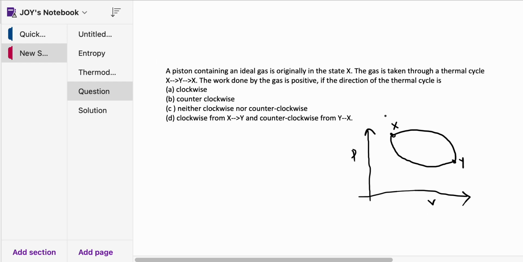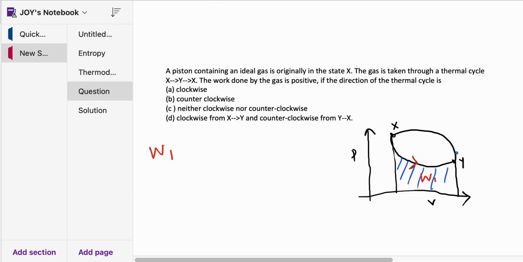Let's check. If I move from X to Y following this path, what amount of work have we done? This much work. The area under this curve, because the work is nothing but PdV. Integration of PdV is the total work, which means the area under this curve. So if we move from X to Y in this direction, that much work we have done. This is W1.